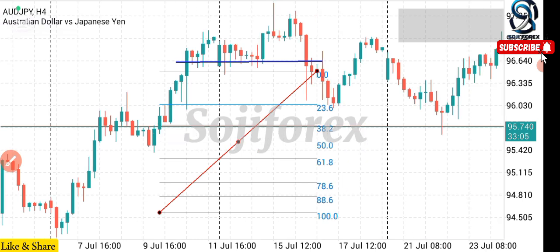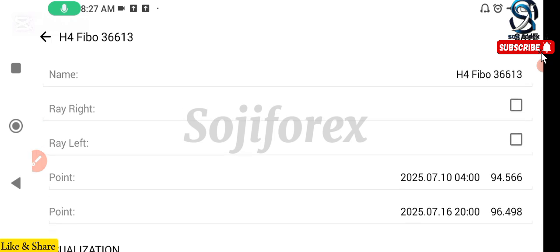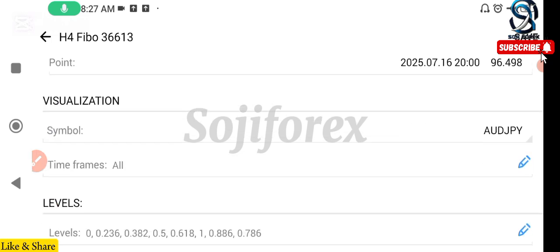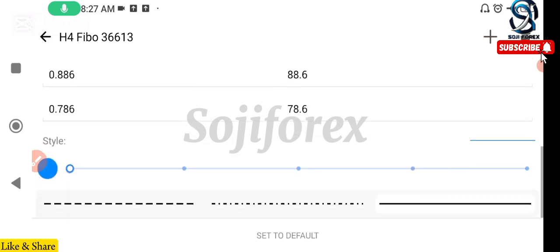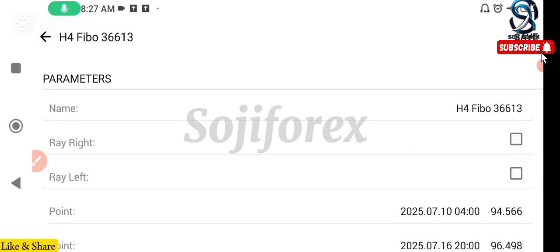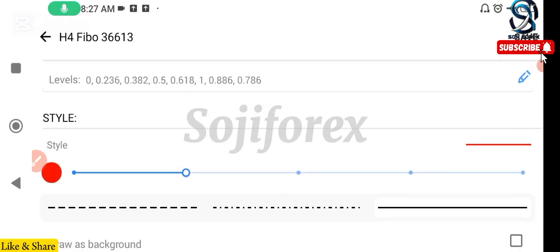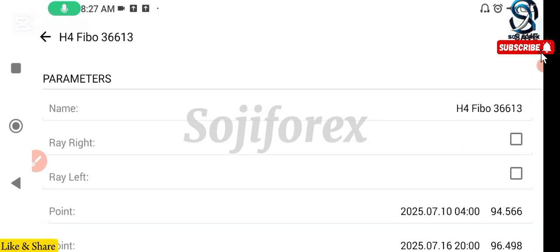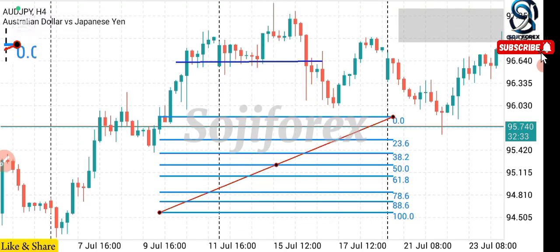I want this line to be a bit bold. So I will go back there, click on this edit again, and I will still click on the level. Now, clicking on the level, I will increase the style because I want the level to be bold. So I will go back and then click on save. Beautifully well. So you can see now the line is very bold.